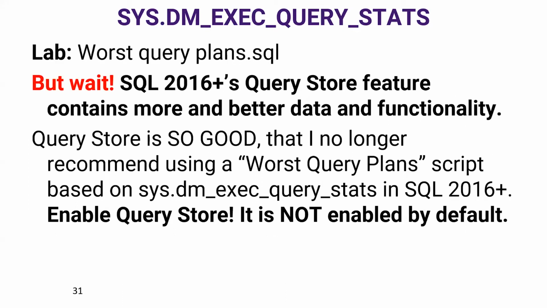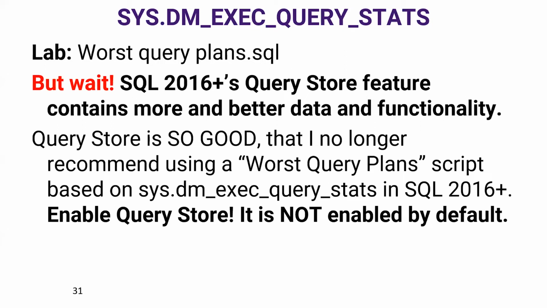But wait, if you're thinking this sounds familiar to Query Store, you're right. So worst query plans.sql is something that's been in my toolbox for a very long time, but since 2016, on 2016 and above servers, the Query Store has this feature and much more. Not only does it have a UI, which is pretty useful, it has a whole bunch of DMVs in the background, which are very useful as well inside the Query Store. Now, I actually don't recommend using the worst query plan script based on dm_exec_query_stats anymore. I did want to show this, but I want you to understand the Query Store is great.